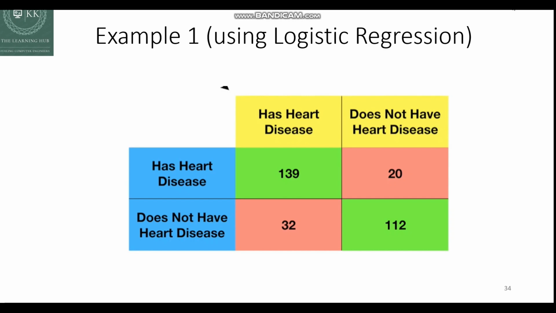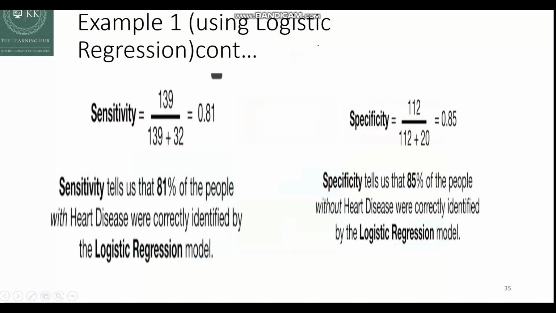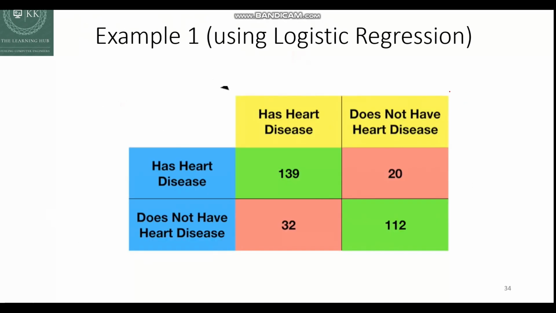In this example we are considering two examples. One example consists of the results of a logistic regression model. Here we have results from a logistic regression model where it says has heart disease and has heart disease. So this is basically a true positive.